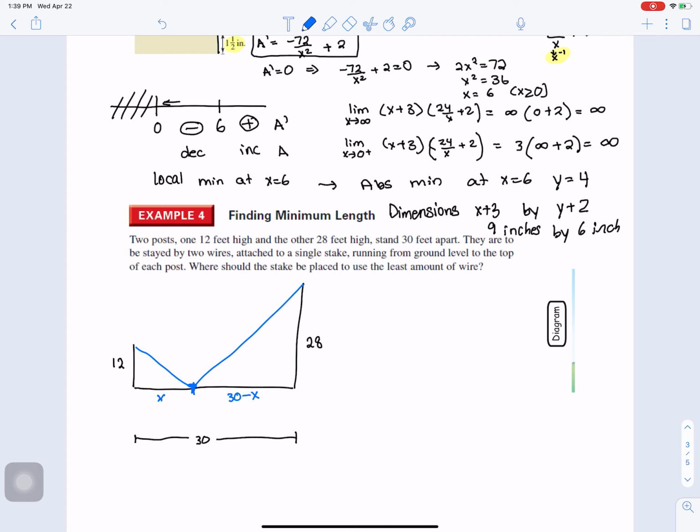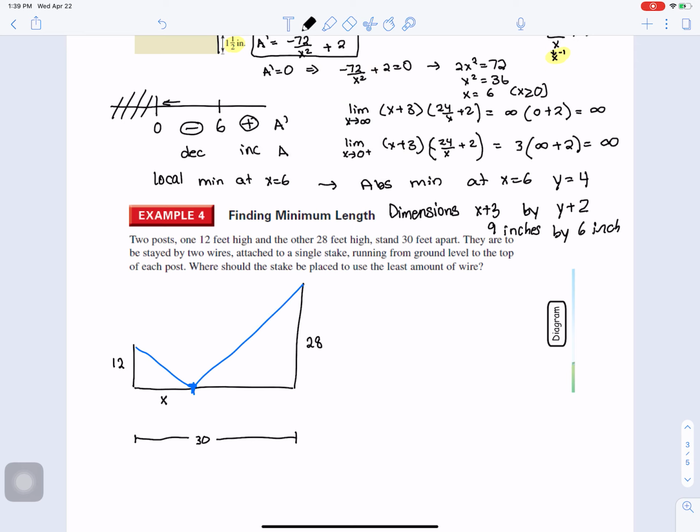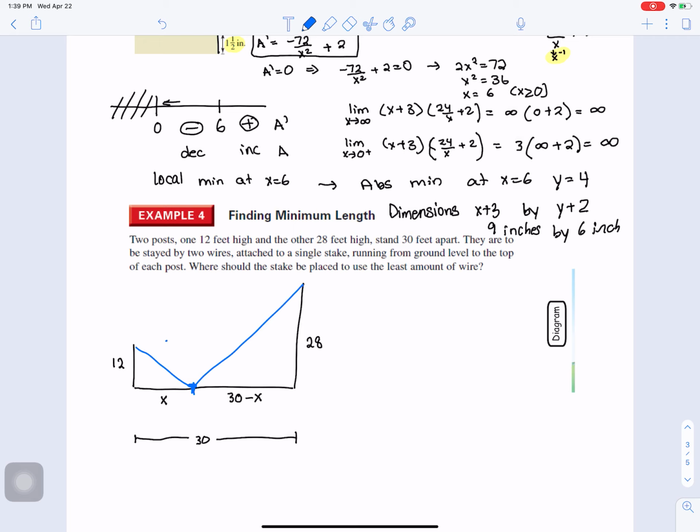The base is going to be x. I'm going to label the location where I put the stake in the ground as x, and then because the total distance is 30, this would be represented by 30 minus x. Now I'm going to call this piece wire 1 and wire 2. I'm trying to use the least amount of wire W, which would be W1 plus W2.